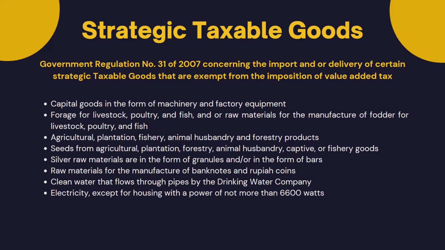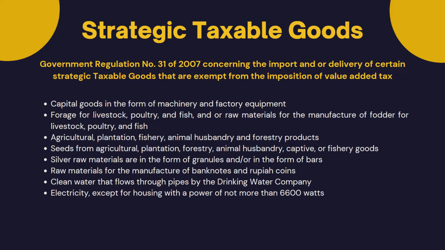Next is seeds from agricultural plantation, forestry, animal husbandry, captive or fishery goods. Next one is silver raw materials in the form of granules and or in the form of bars. Next is raw materials for the manufacture of banknotes and rupiah coins.